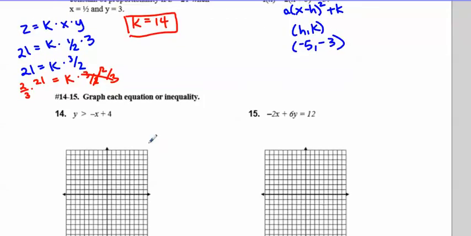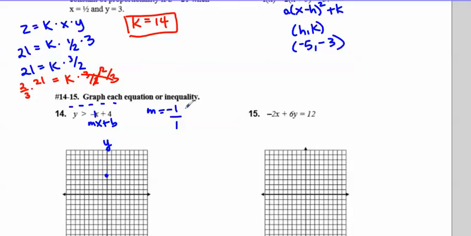Okay, now we need to graph. So we're going to graph an inequality, and it's a greater than, and it's not equal to. So that means we're going to have a dashed line. If I want to graph this with mx plus b, the b is my y-intercept. So on the y-axis, I start at 4. 1, 2, 3, 4. My slope is -1. You can see that there's a negative there, and I can put the 1 in. So my slope is -1, and to make it a fraction, it's -1 over 1.